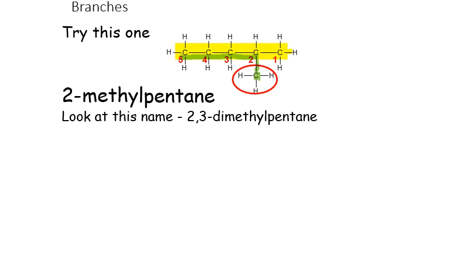Look at this name. This one is 2,3-dimethylpentane. Di, remember, means 2. Tri meant 3. So 2,3-dimethylpentane, what do you think that means? Well, if you're thinking that it means that there is two branches, both of which are methyl, then you're correct. So one is at position 2 and one is at carbon 3. So if you try and draw that just now, draw your pentane backbone and draw your branches where they should go, you should get the right answer.